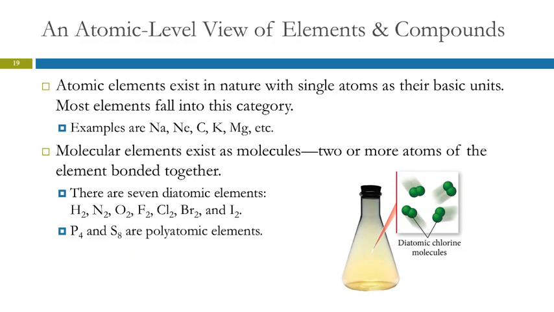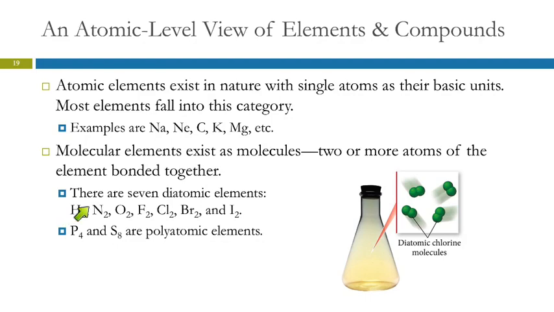Okay, so that was the overview, and we'll go through it again. Atomic elements exist as single atoms as their basic units, and most elements are atomic elements. Molecular elements exist as molecules. They're going to have two or more atoms of the same element bonded together.